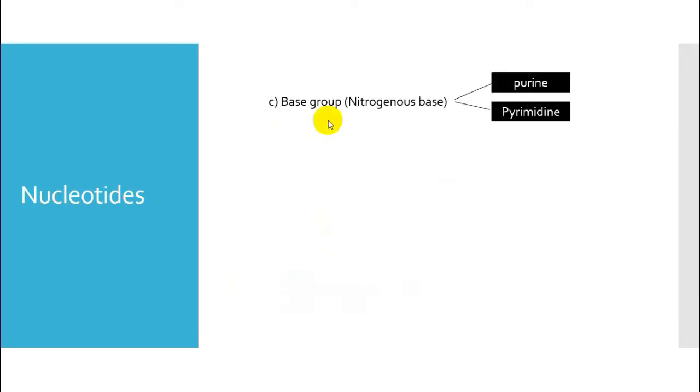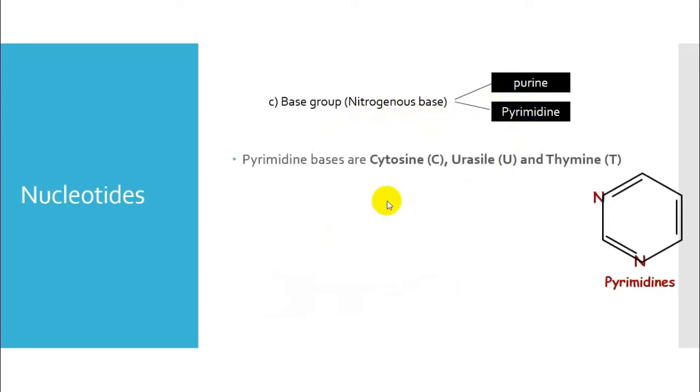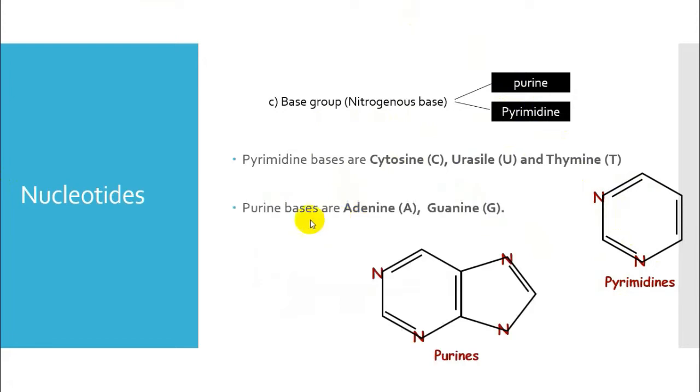The third group is base, nitrogen base. We have two sorts of it, purine and pyrimidine. If it's pyrimidine, it means it's made up of only one ring, and examples are thymine, uracil and cytosine. If it's purine, it means this nitrogen base structure has two rings, for example, adenine and guanine.